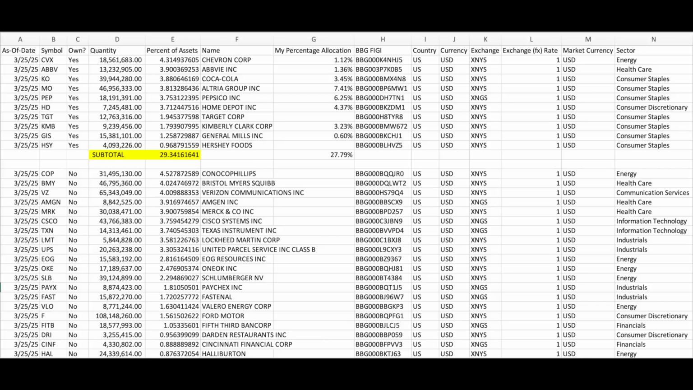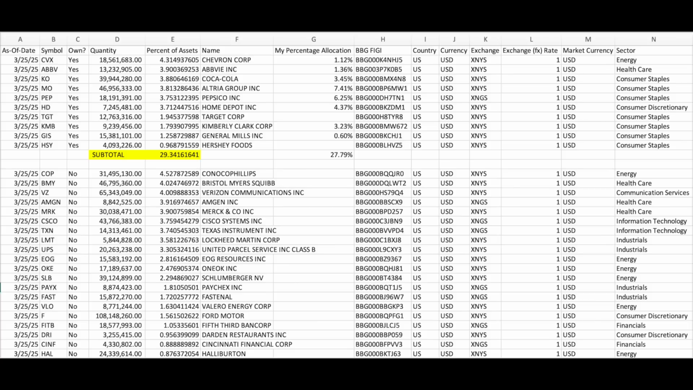And what I do in this analysis is I add a new column. The new column that I add is column C, and it says "Own?" Do I own it? Do I not own it? I go through all the positions and I mark yes on the ones that I own. I mark no on the ones that I don't already own. And then what I do is I sort it. So you see the yeses at top, the nos at the bottom.